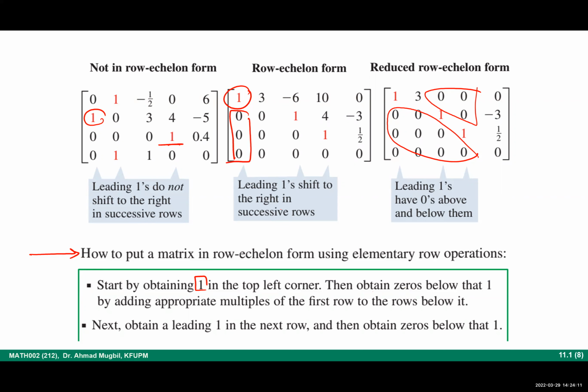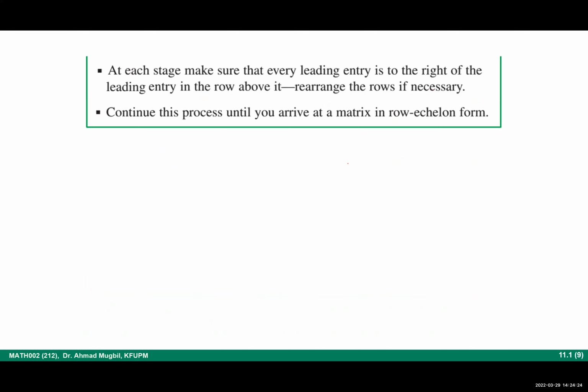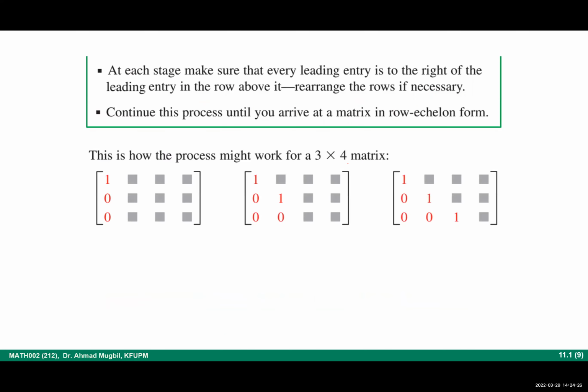Next, obtain the leading 1 in the next row, and the third row, and so on until the end, and zeros below that 1. So you have 1 here, you have 0 below, and so on. Let me show you an example. So we need this to be 1 and this to be what? 0. Then you need this to be 1 and this to be 0.